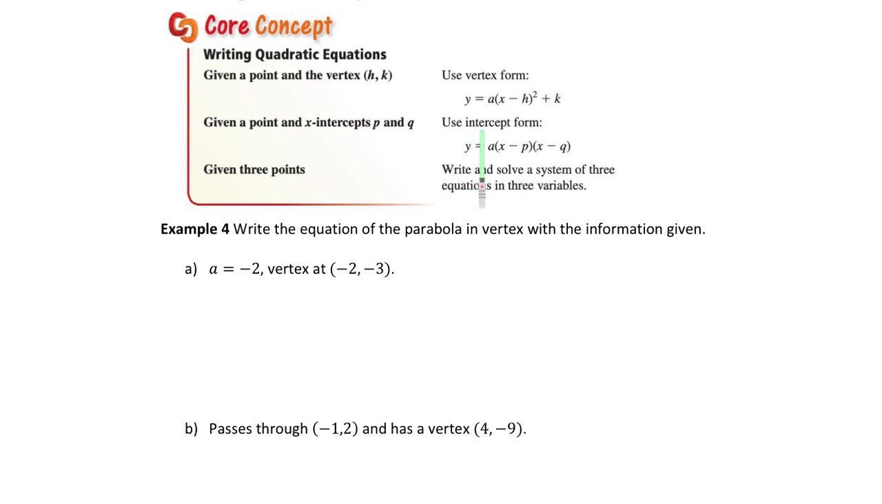Then if we're given a point and the x-intercepts, we use the formula y equals a(x minus p)(x minus q), where p is one of the x-intercepts and q is the other x-intercept. Then given 3 points, we write and solve a system of 3 equations in 3 variables. So let's see this. It says to write in vertex form, and I'm also going to show you how to rewrite it in standard form.